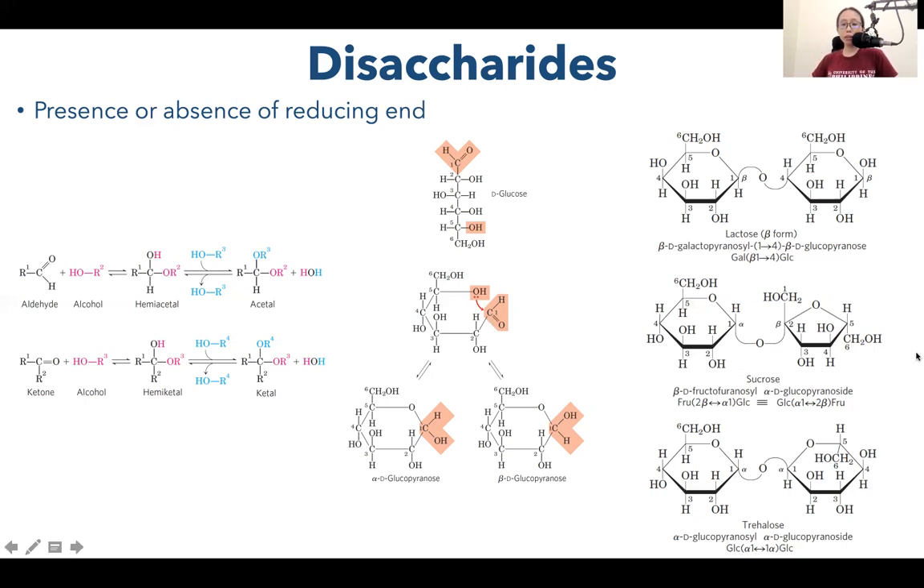And if you note here in this reference, in the name, they use double-headed arrows. So some references would use double-headed arrows to emphasize that the hemiacetal carbons are the ones involved in the glycosidic bonds.